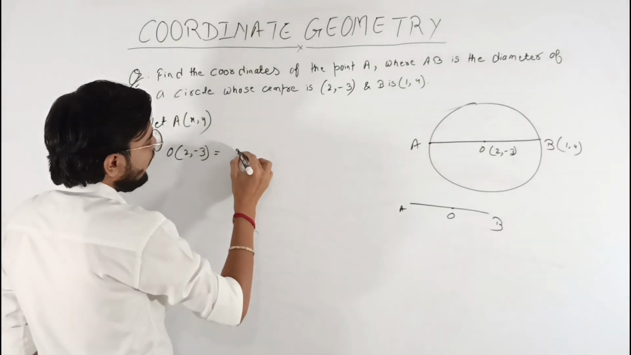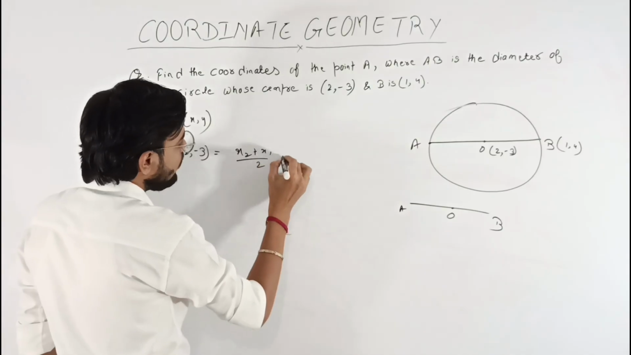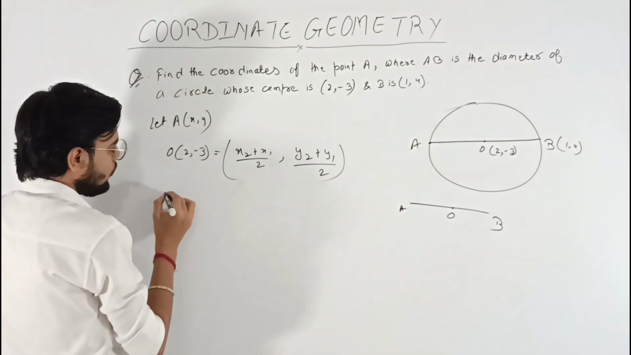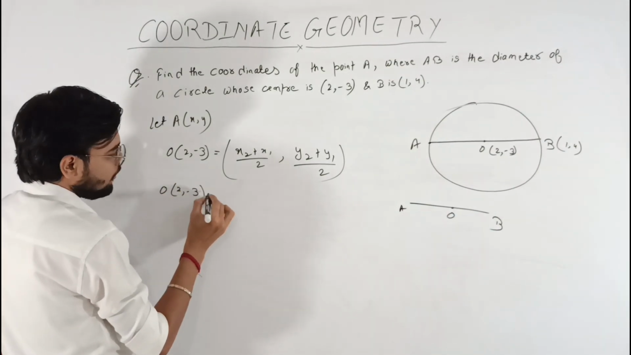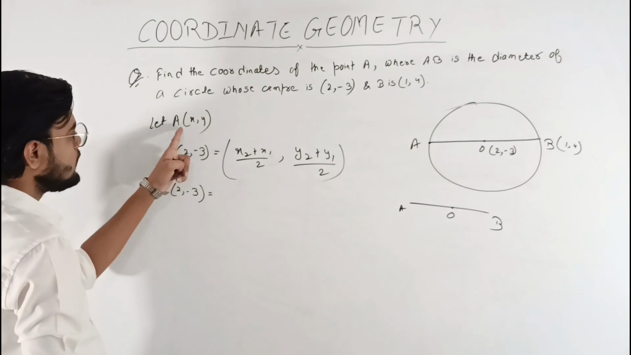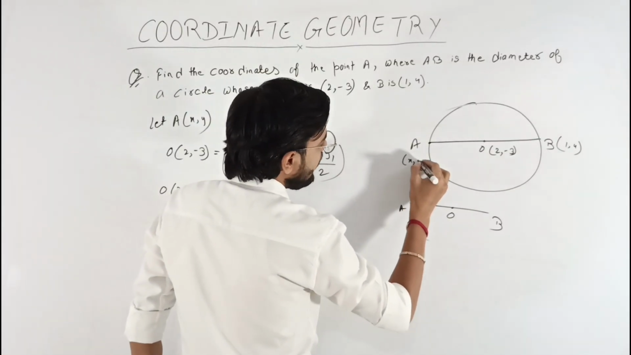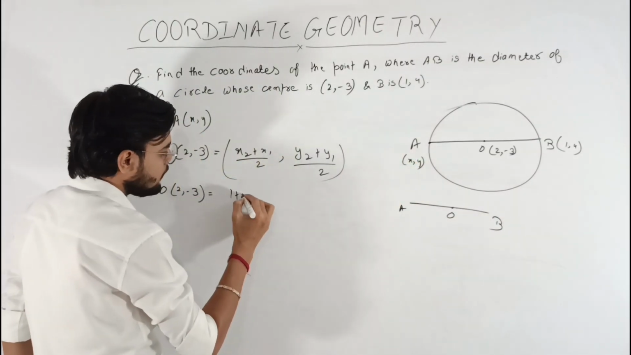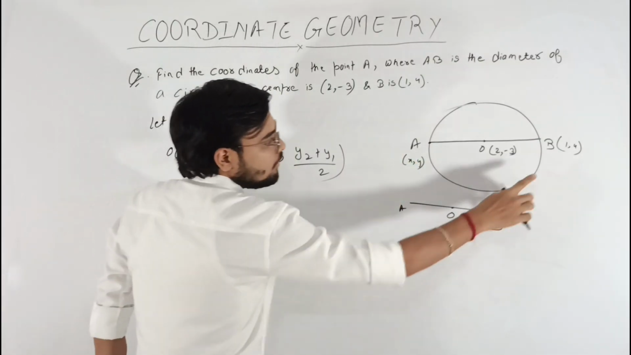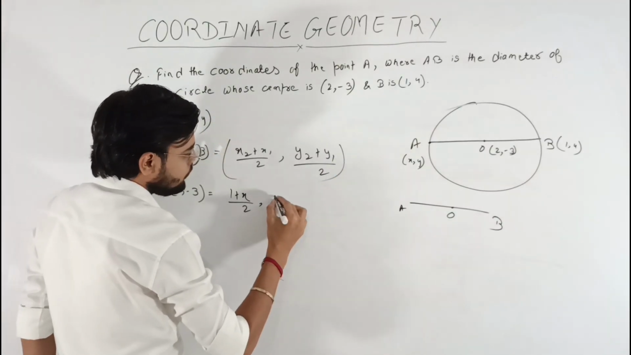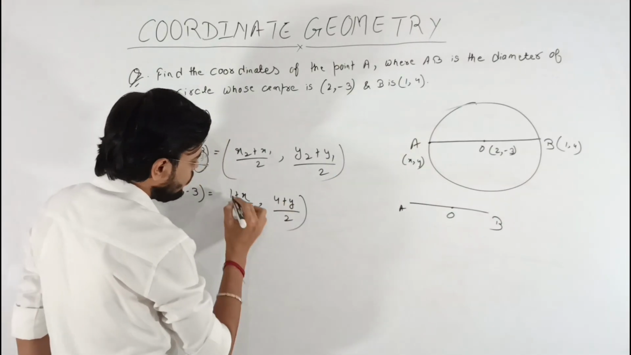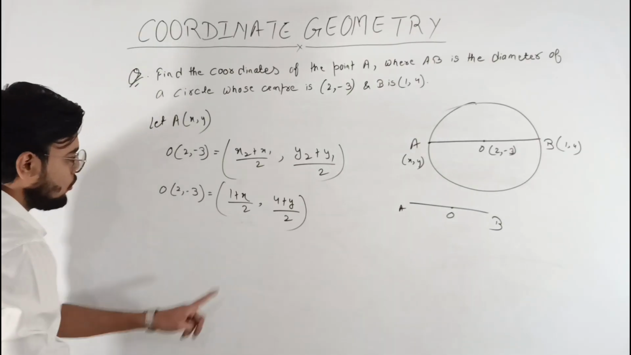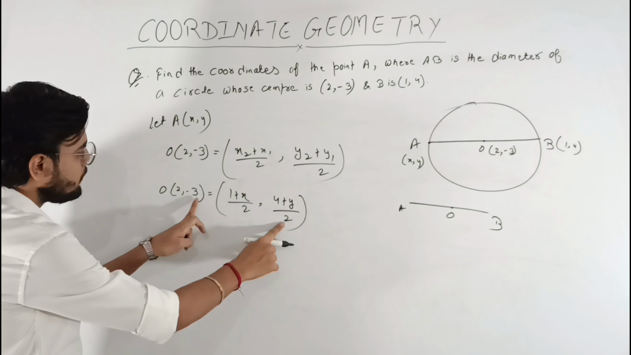What is the midpoint formula? x2 plus x1 upon 2, and the y coordinate is y2 plus y1 upon 2. Now O is 2 and minus 3. Now x2 plus x1. A is xy, so A's coordinates are x and y. So x2 plus x1 means 1 plus x, so here 1 plus x upon 2, and the y coordinate is 4 plus y upon 2. Now this one is the x coordinate and this one is the y coordinate. So this x is equal to 2, and this y coordinate is equal to minus 3.